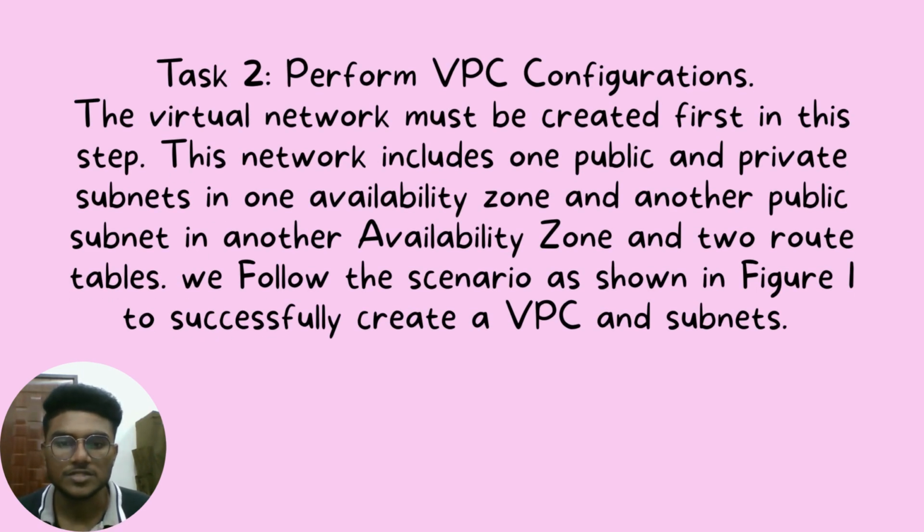Now we are on task 2. Task 2 is to perform VPC configuration. The virtual network must be created first in this step. This network includes one public and one private subnet in one availability zone and another public subnet in another availability zone, and two route tables. We follow the scenario as shown in Figure 1 to successfully create a VPC and subnets.